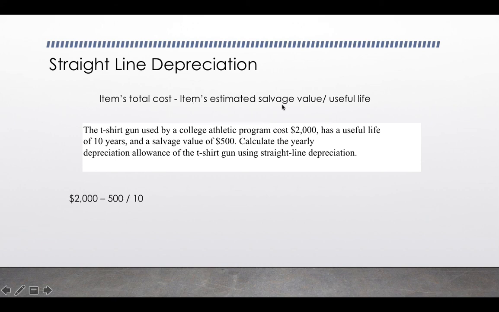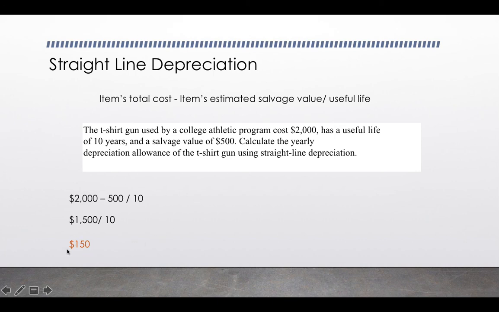We need the estimated salvage value of the item. So that's $500. If the athletic program were to just sell the gun today, that's how much they would get for it, fair market value. And then we know the useful life is 10 years, right? So we plug that into our formula here. Go ahead and subtract the salvage value from the total cost. That gives us $1,500. Go ahead and divide that by 10. We get a yearly depreciation allowance of the t-shirt gun of $150.